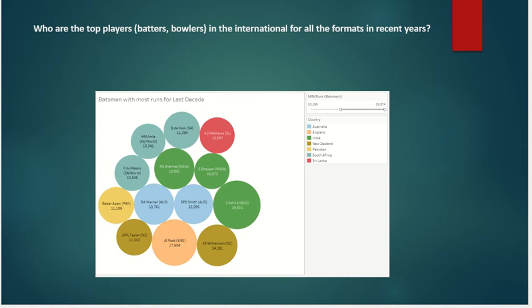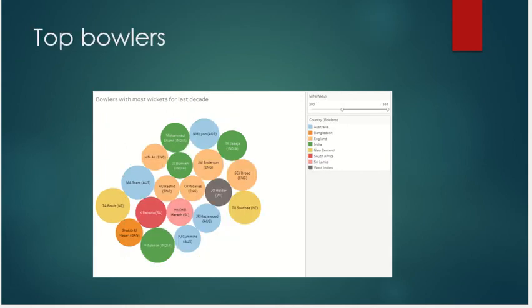In this chart, we can see that V. Kohli and J. E. Root are the two top batsmen, and we can also observe that both India and South Africa have a good number of top batsmen. Similarly, when it comes to bowlers, we can see that R. Ashwin followed by T. A. Bolt top the positions. Also, teams like England, India, and Australia have a good number of top bowlers.